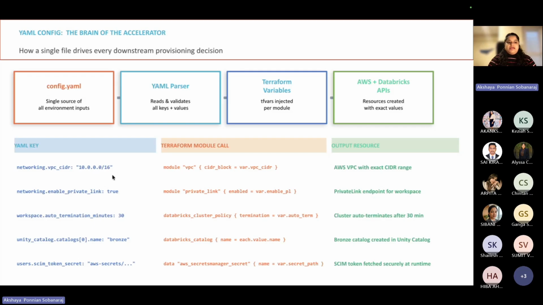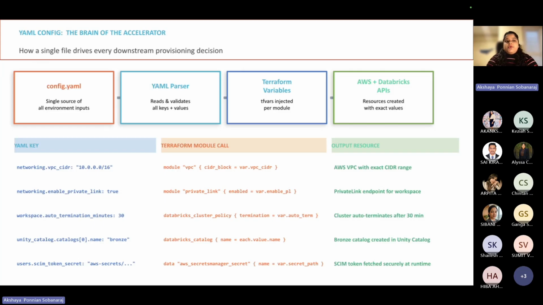Just for example, maybe a simple one I'll show you. Workspace dot auto termination minutes, I set it as 30. So what it's going to do is translate the same to this code. I'm going to get this value, whichever I set in the config.yaml. In the end, Terraform is going to deploy a cluster. This cluster will auto-terminate itself after the next 30 minutes once it's inactive.